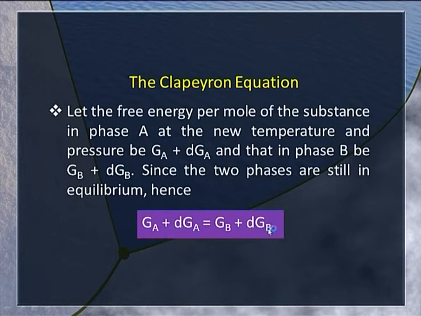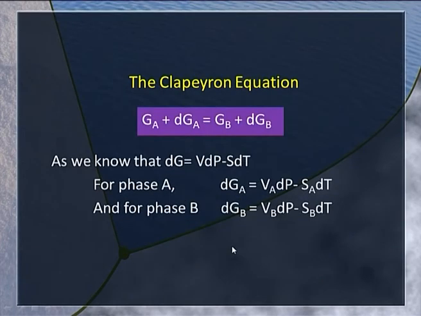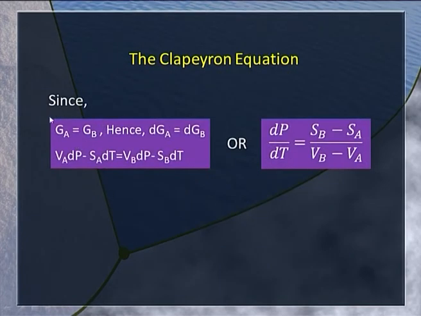So, these two terms need to be equal, and we already know that Ga is equal to Gb before it is disturbed. So, we can have an expression that is dG equal to VdP minus SdT for both the phases, and I already informed you that these two have to be equal. So, what we are left with is the change in Gibbs free energy for substance A and the change in Gibbs free energy for substance B, and we can write the expression Va dP minus Sa dT equal to Vb dP minus Sb dT. Try to rearrange the terms so that we can get dP and dT on one side.